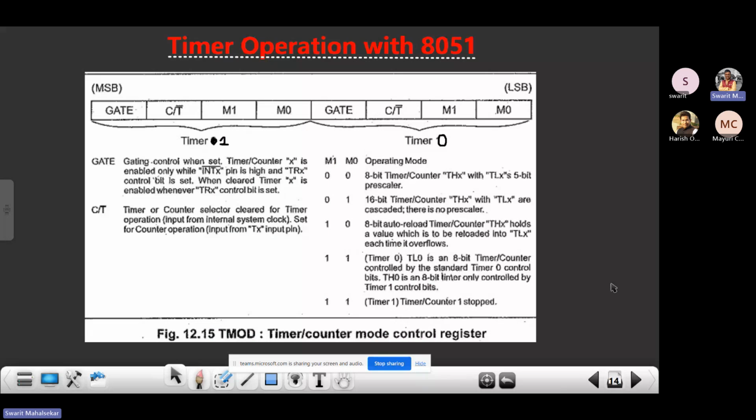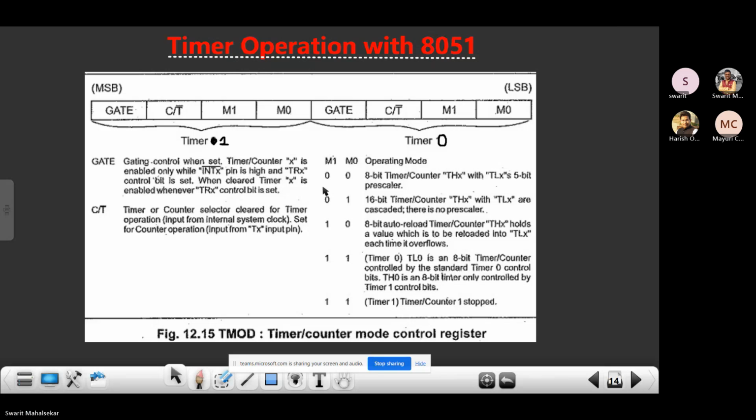Okay, so now we are going to understand the timer operation with 8051, how exactly we are going to use 8051 as a timer. I believe you might have a bit of an idea about how to perform timer operation with 8051. Even if you don't have that much of an idea, don't worry. I'll explain it very shortly.